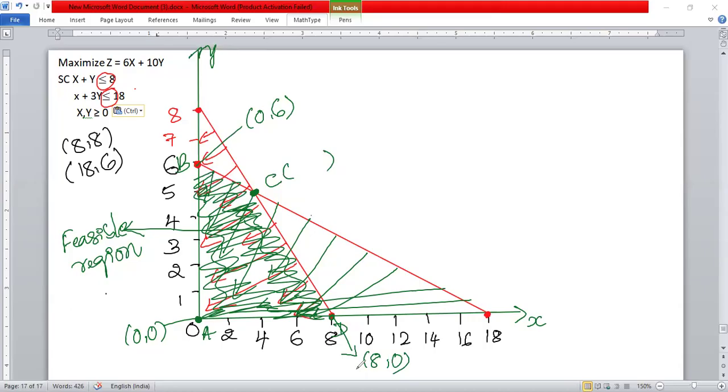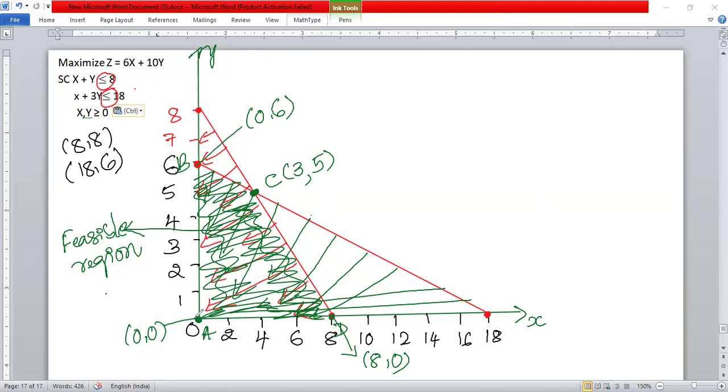So let us solve equation 1 and equation 2. x plus y is equal to 8, x plus 3y is equal to 18. Subtracting, we get the x value 3 and the y value 5. Yes, I got 3, 5. Okay. 4 corner points we got it.